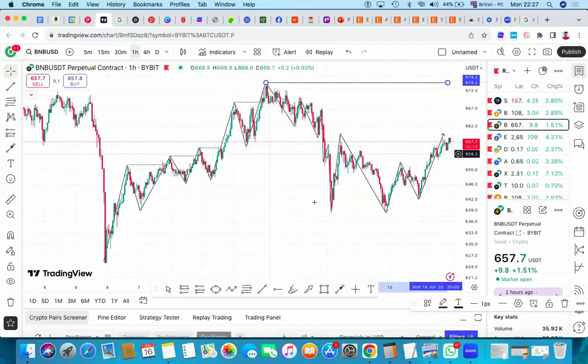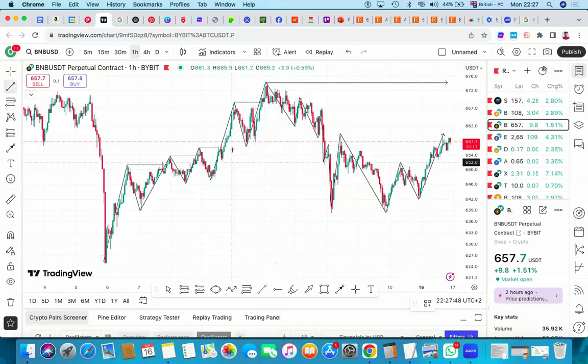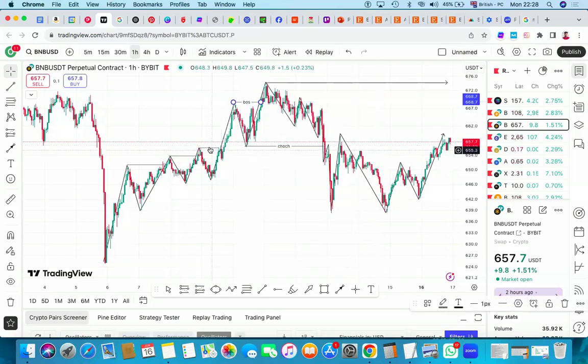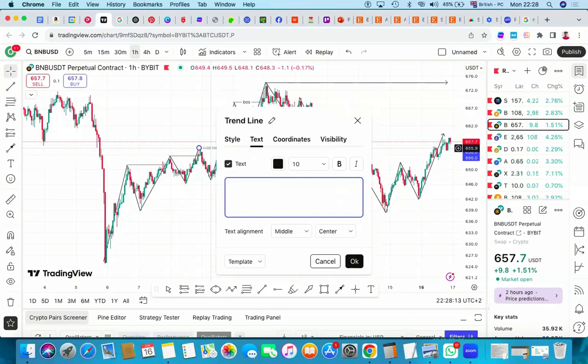And you can see from here, there was a change of character, which we talked about the last time as well. So I think our last topic was change of character, CHOCH. So we have our change of character here, and we have our BOS. So this structure, we say it's BOS over here. And we have multiple BOS, multiple breaks of structure.